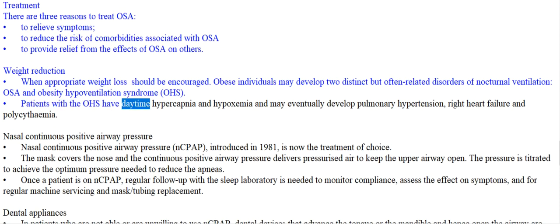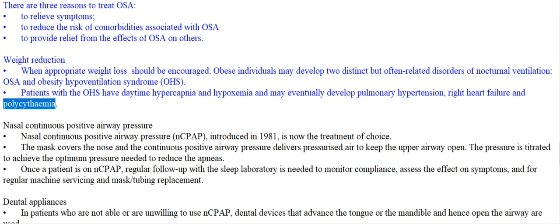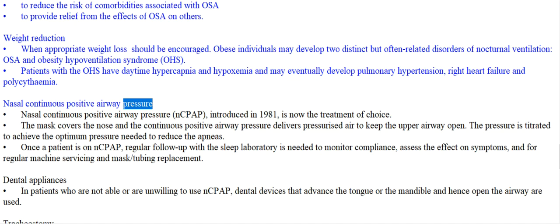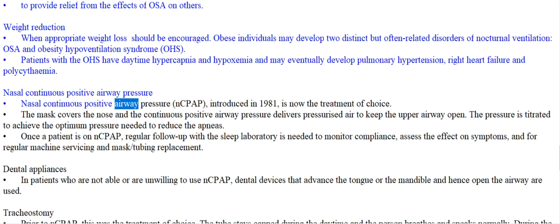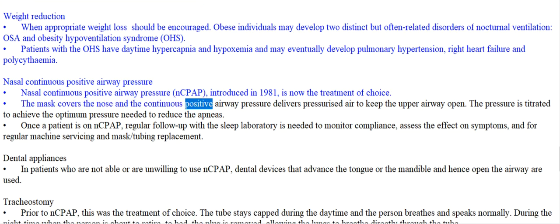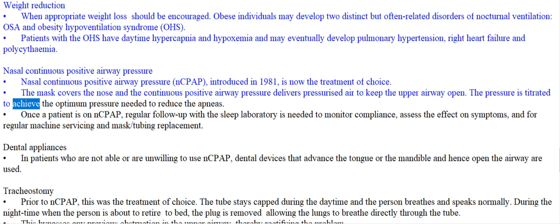Patients with OHS have daytime hypercapnia and hypoxemia and may eventually develop pulmonary hypertension, right heart failure and polycythemia. Nasal continuous positive airway pressure. Nasal continuous positive airway pressure, NCPAP, introduced in 1981, is now the treatment of choice. The mask covers the nose and the continuous positive airway pressure delivers pressurized air to keep the upper airway open. The pressure is titrated to achieve the optimum pressure needed to reduce the apneas.